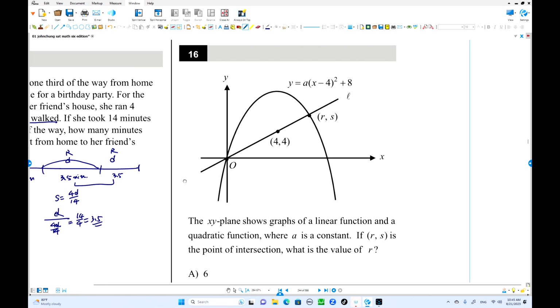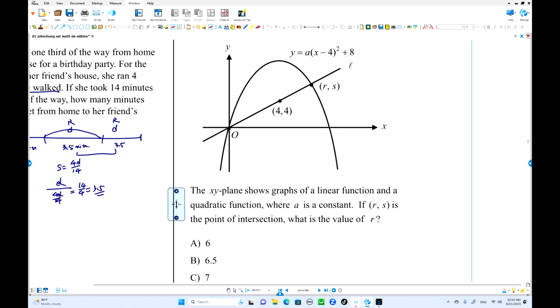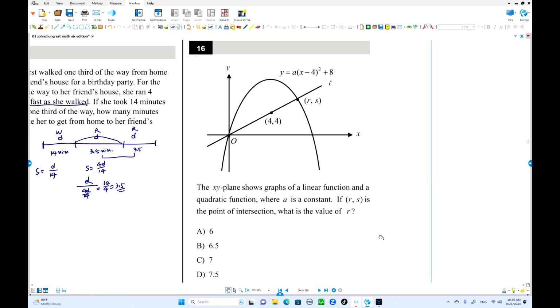Right, number 16 over here. This is a little hard, I think. You have one quadratic and one linear. So we're going to find the intersection. To find the intersection, we need equations. This linear one passes through the origin. It passes through this point, 4, 4. The slope is 4 over 4, which is slope 1. Okay, this is y equals x.